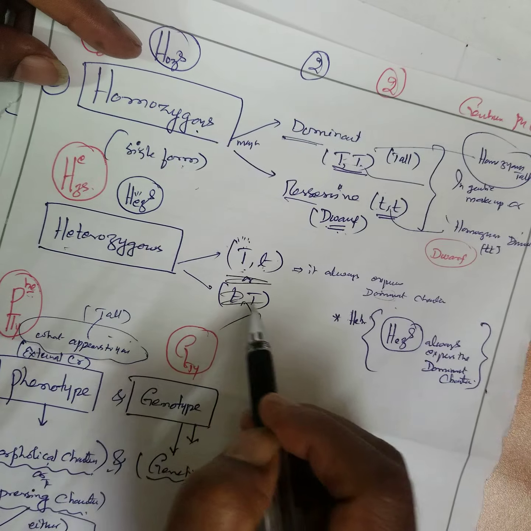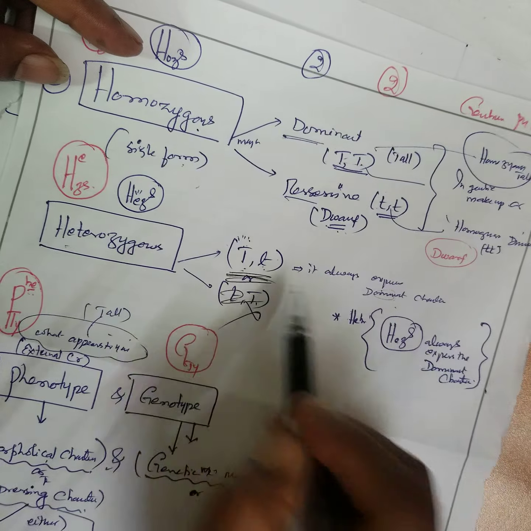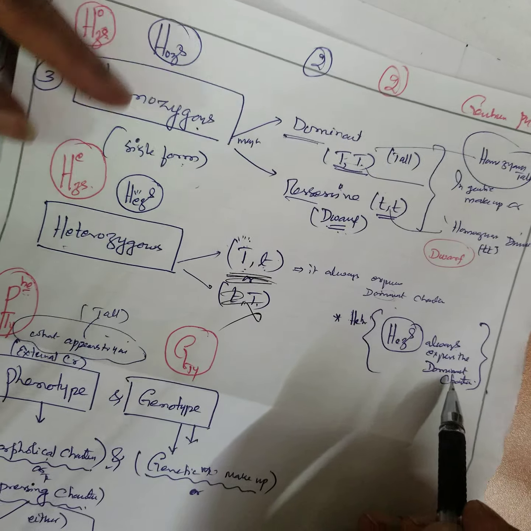Don't write this, it is wrong. T and T, don't write it. Okay, this is better. It is always expressed in the dominant character.